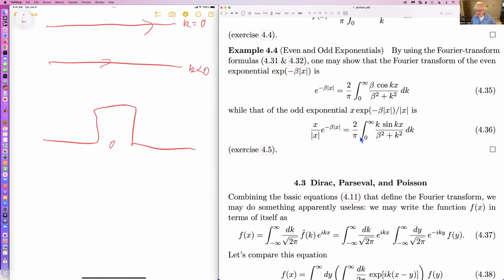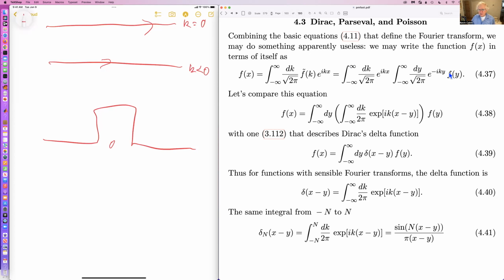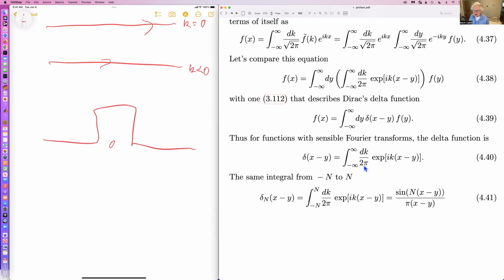So f of x is this integral, its Fourier transform relation looks like this. And now we write f tilde of k as the Fourier transform of the original function. Then we combine the two and we get this. But this is the same as a delta function equation. And so that means that this delta function has to be what's in the curly brackets here. And that says that delta of x minus y is this integral dk over 2 pi e to the ik(x minus y). Of course, that's what I started this lecture with, and now we've come back to it.